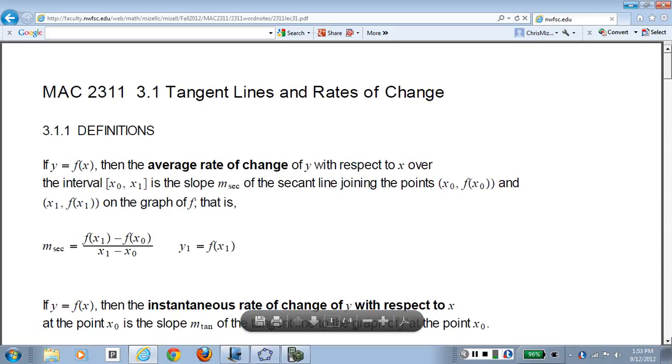Goodness gracious. Most important thing we talk about all semester long, and it's got to happen in the last 15 minutes of class. It's got to happen sometime. Let's talk about the average rate of change. Let's talk about the definition of the tangent line to a function, the slope of the tangent line, and then we'll have more to say about the derivative next time.